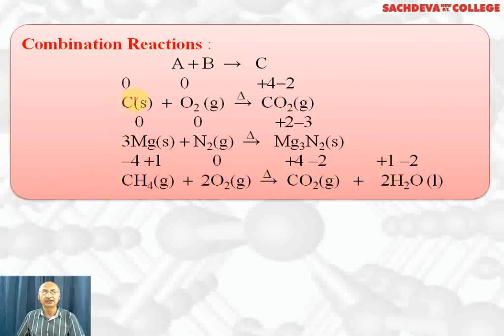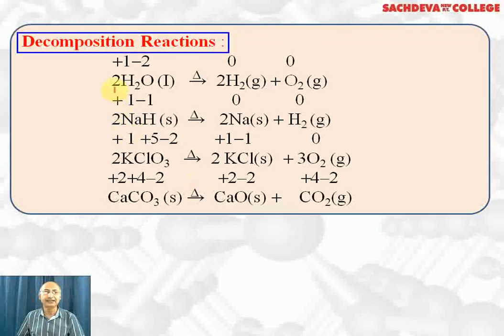Carbon oxidation number increases from 0 to 4. Oxygen oxidation number decreases from 0 to -2. Here magnesium is changing from 0 to +2 and nitrogen is changing from 0 to -3. Here carbon is changing from -4 to +4, whereas oxygen is changing from 0 to -2. Hydrogen remains +1 in both the sides.